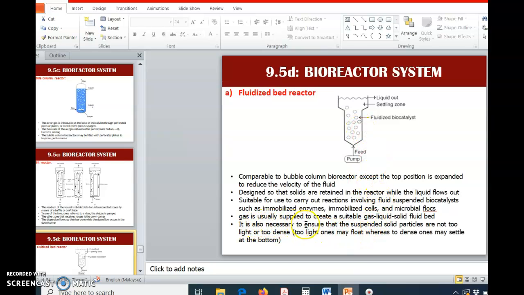It is also necessary to ensure the suspended solid particles are not too light or too dense. If it is too light, it may float and be carried out, whereas if it is too heavy, it may settle at the bottom and no good mixing can be achieved. Okay, next one.